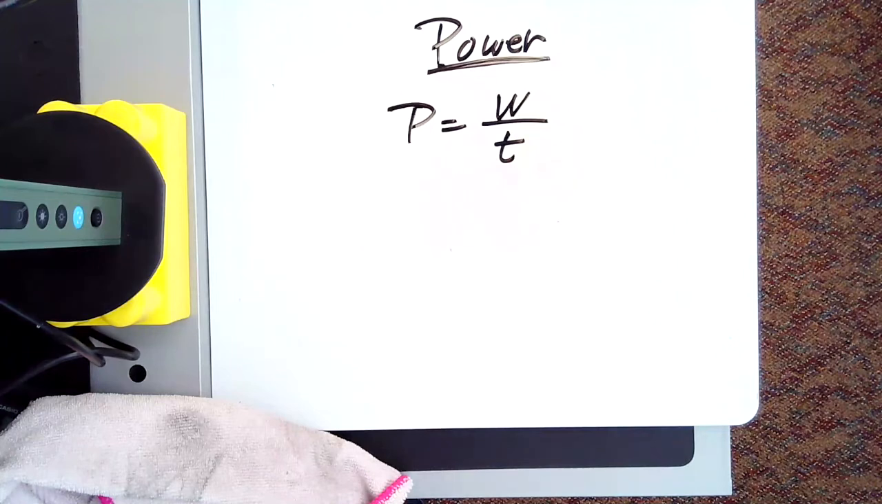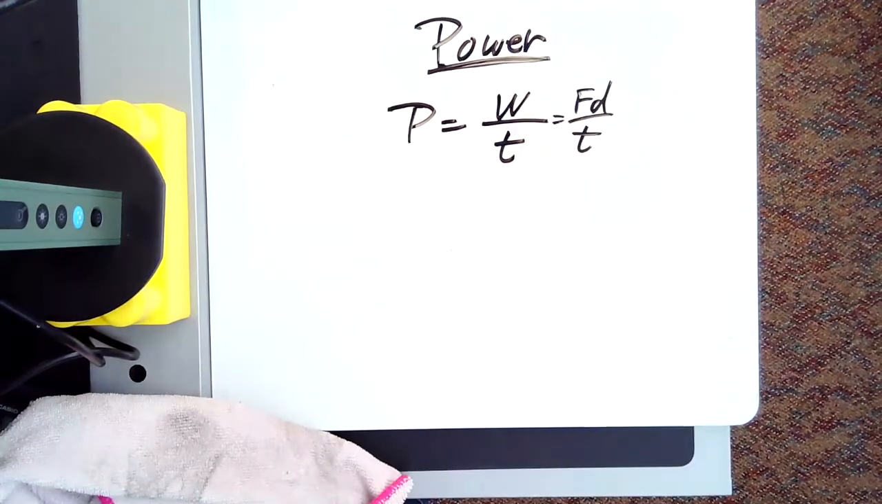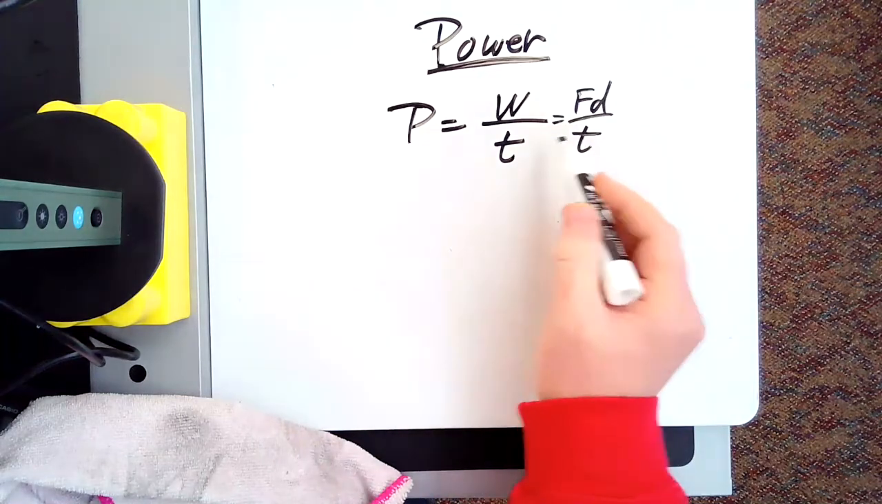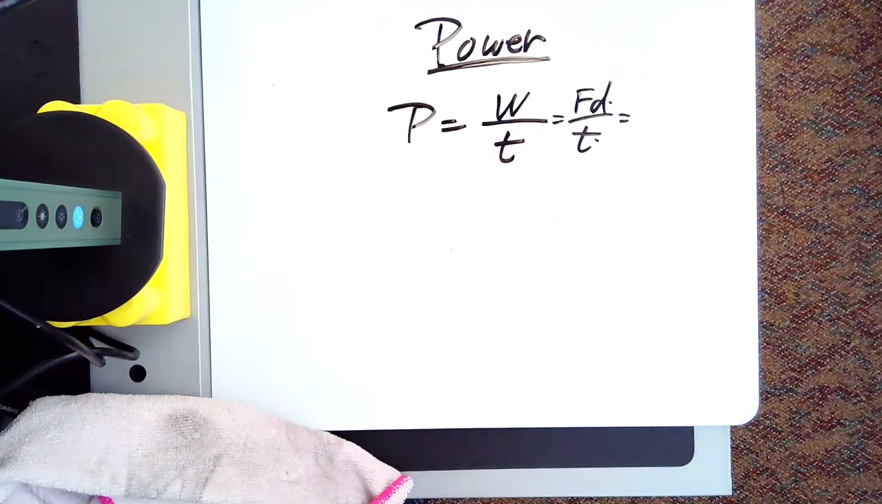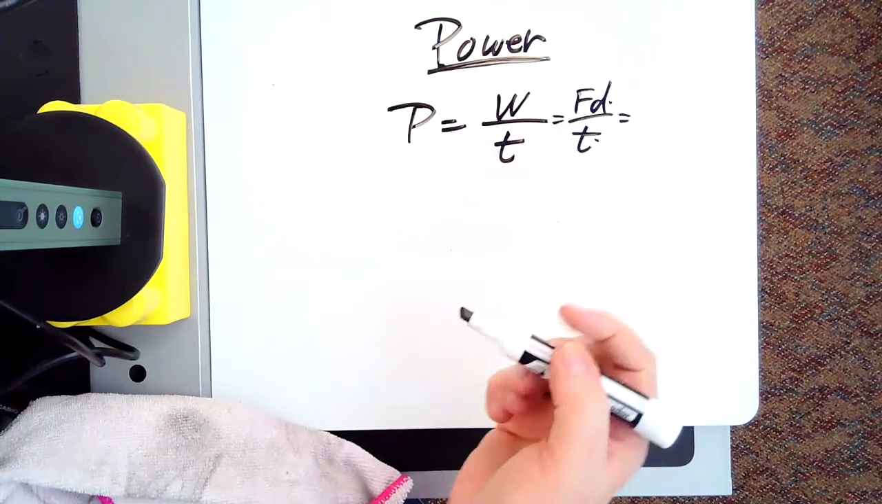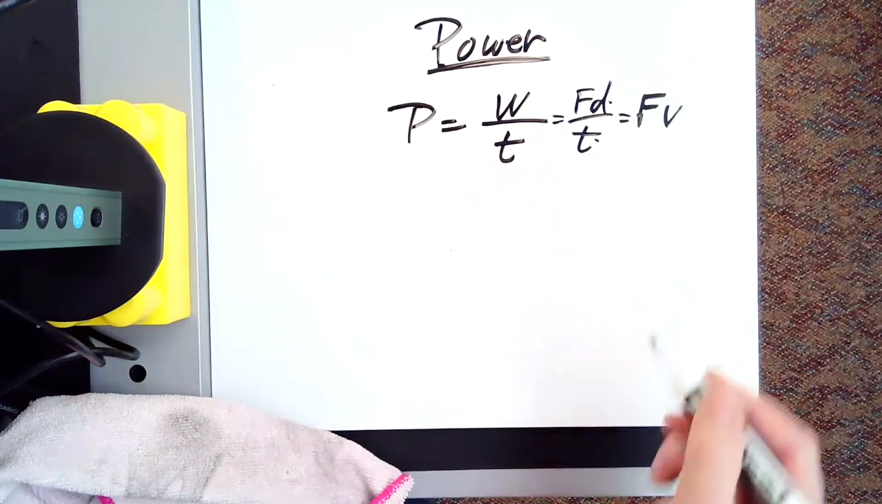So work over time, that would be F times D over time, right? And this is interesting because what's D over T? D over T is a velocity, right? So an actual equation for power that I could also use would be force times velocity.